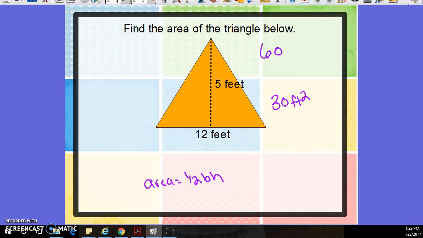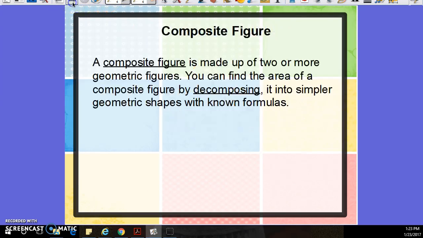Alright. So you're going to need to know that. We're going to learn about composite figures. So here are your notes. Go ahead and put them in your notebook. So a composite figure is made up of 2 or more geometric figures. You can find the area of a composite figure by decomposing it into simpler geometric shapes with known formulas.